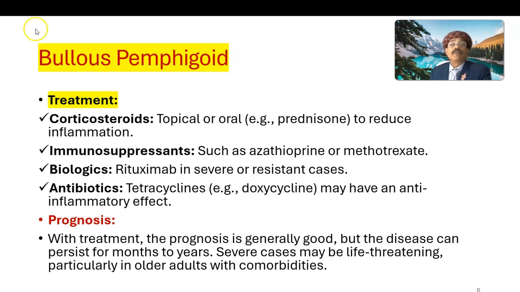Treatment of bullous pemphigoid: corticosteroids, topical or oral, such as prednisone, to reduce inflammation. Immunosuppression such as azathioprine or methotrexate. The biologic rituximab in severe or resistant cases. Antibiotics such as tetracycline or doxycycline may have an anti-inflammatory effect.